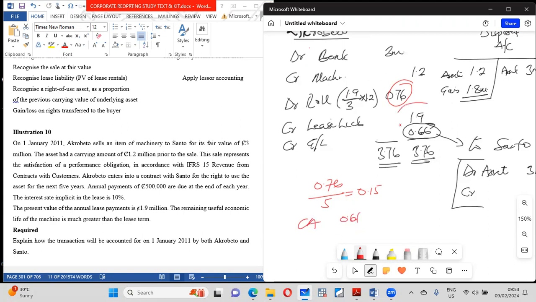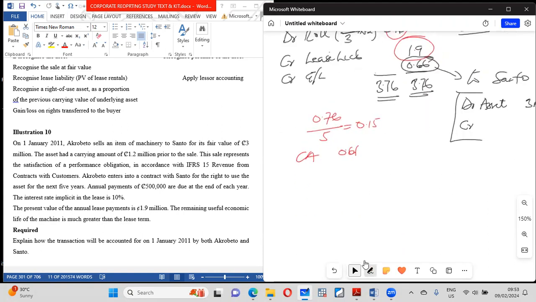Then we will create the lease liability table. So balance brought down will be 1.9. You have listed finance cost is 10%. So 1.9 multiplied by 0.10 is 0.19. That is your finance cost. Your payment, you are paying 0.5 each year. So minus 0.5.